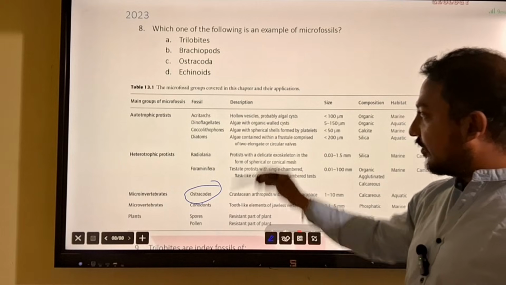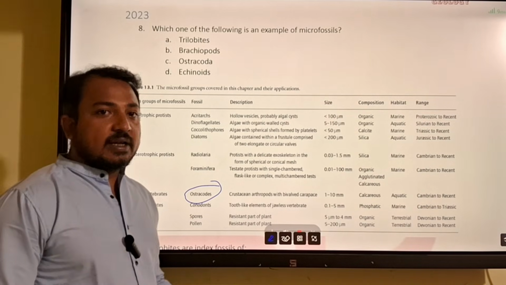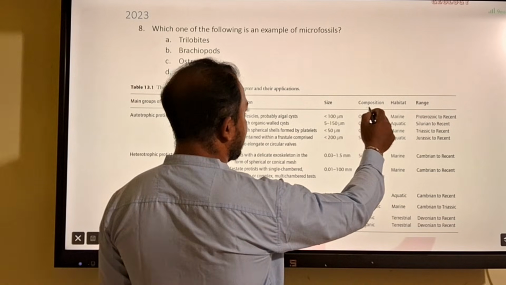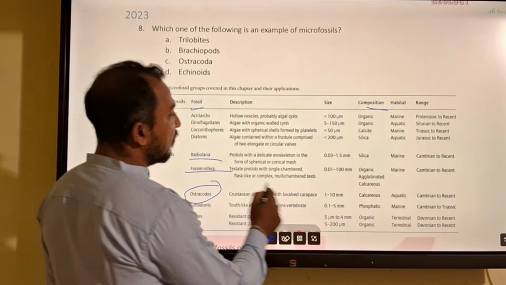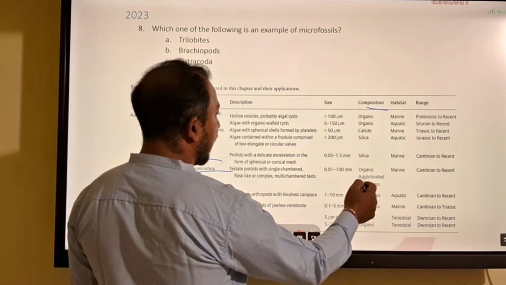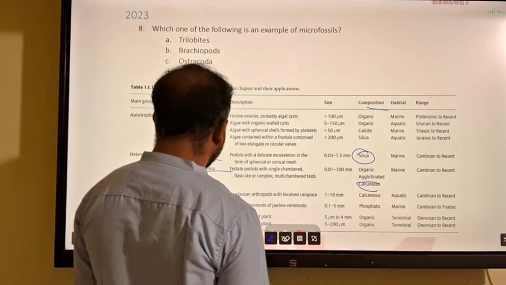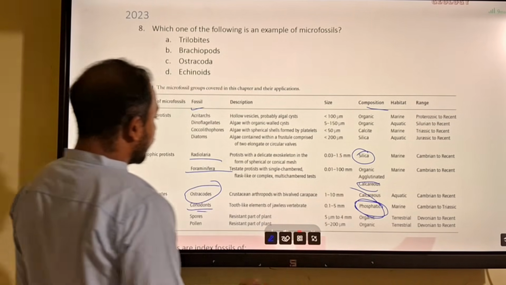Then other examples are given here, these are the different examples. And here remember the name of the fossil and their shell composition. It is very important, which is organic, which is calcite, which is silica. Example, Radiolaria, silica. Radiolarian is siliceous. Foraminifera can be organic, can be calcareous. Then conodont, remember, it is phosphatic, it is very important.